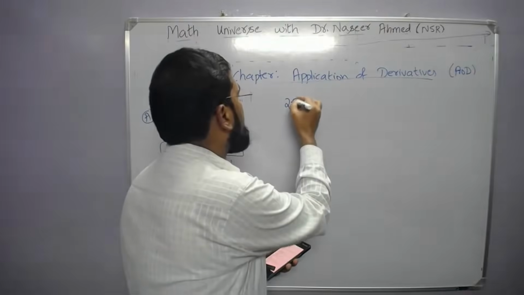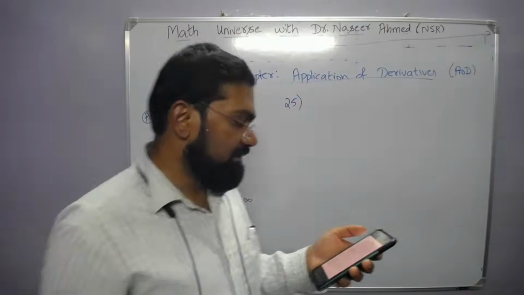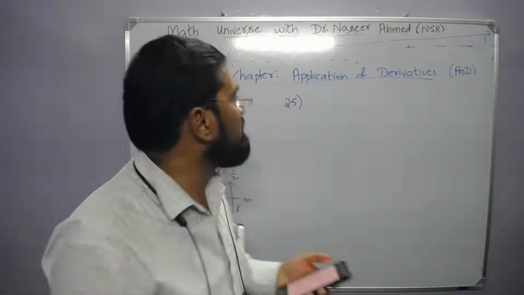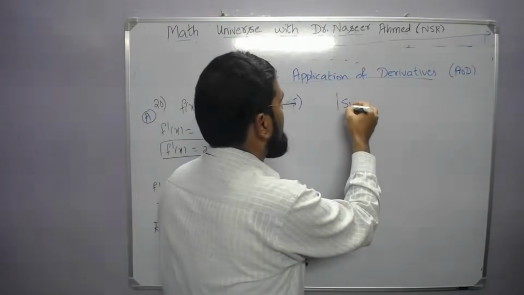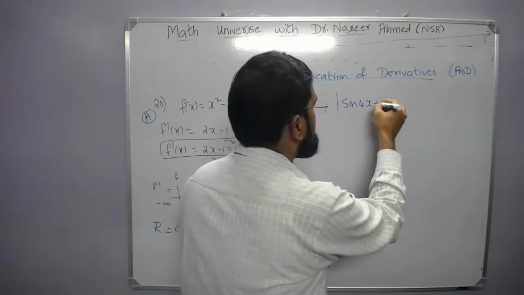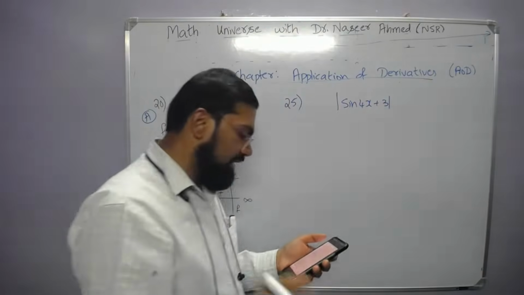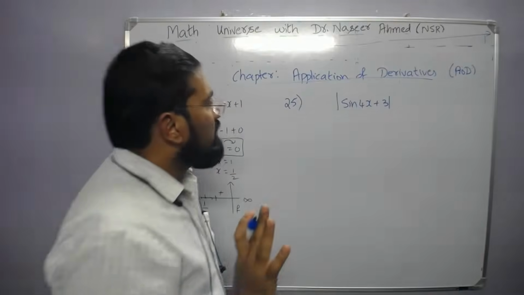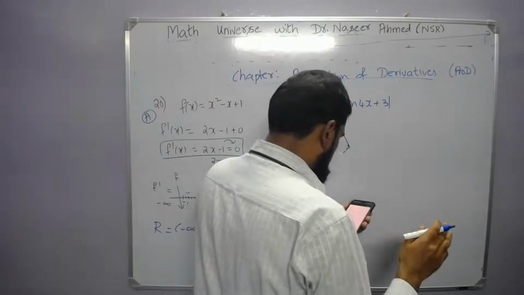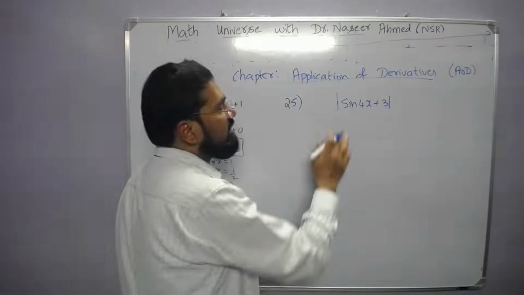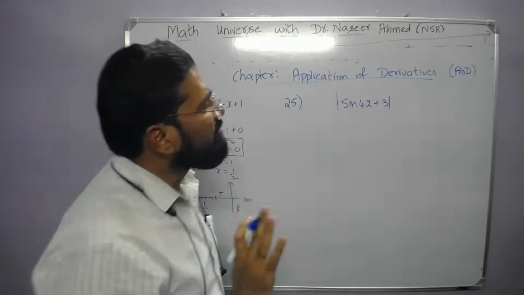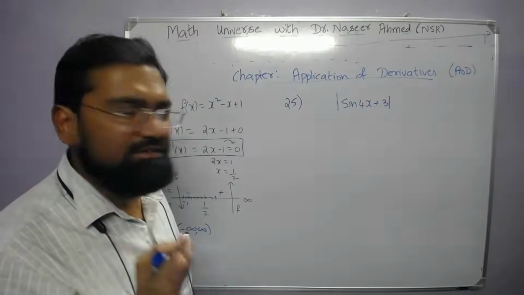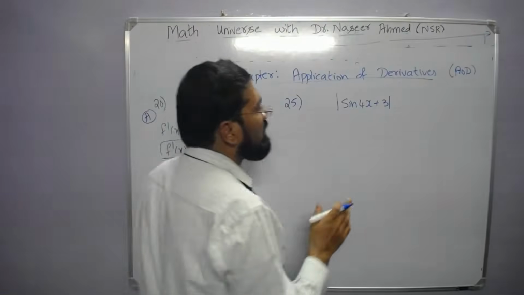Question number 25. Question number 25 says the maximum and minimum values of the function, sine of 4x plus 3 in mod. Maximum and minimum value of this we want. Now the question is asking maximum and minimum. Here we have got mod and no need to differentiate. Whenever mod is there, usually you cannot think of differentiating. You'll get a kink. Already we have seen that. Kink means sharp bend.